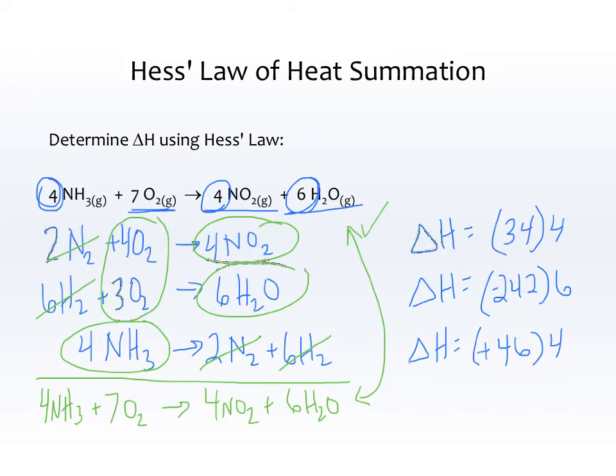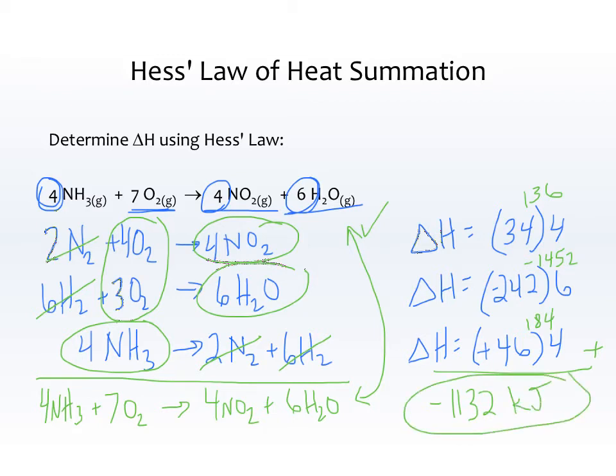And as long as I changed my delta H with my reactions as I'm writing my reactions, then my delta H's should add up the same way. 34 times 4, 136. 6 times 2, 42, negative 1452. 46 times 4, 184. Just add those all together, sum it up, and I got negative 1132. Please check me, make sure you got the same thing as I did. Negative 1132. Okay, let's try another.